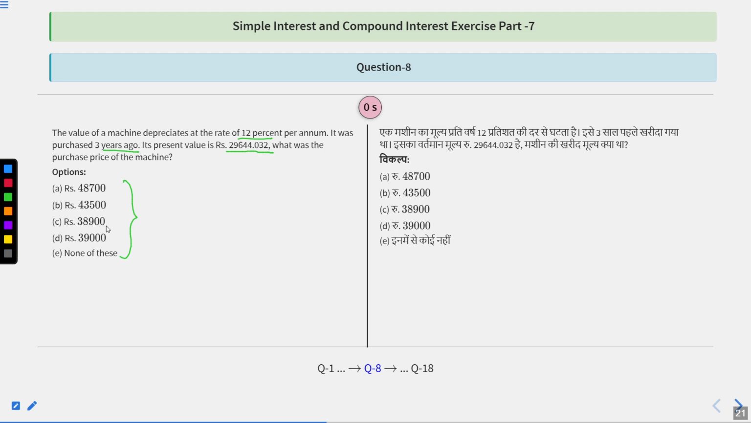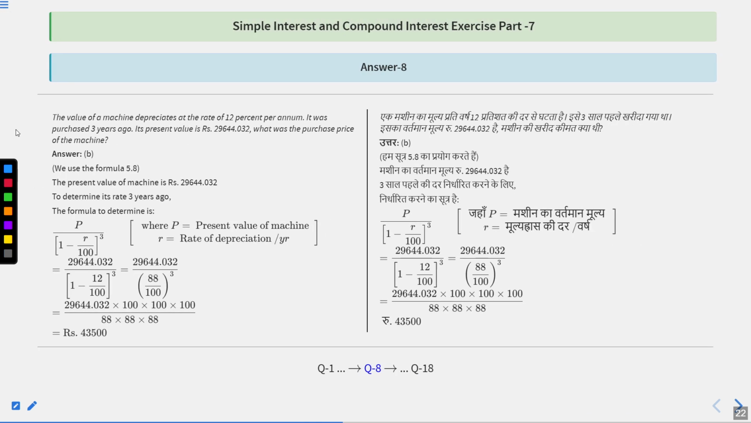Now time's up. Let's see the solution. So the question says the present value of the machine is 29,644.032 rupees. Clear? Now to determine its price 3 years ago, we know the formula. For determining the price or age earlier, we can calculate by P upon (1 minus R upon 100)^n. So we just put these values in this equation.